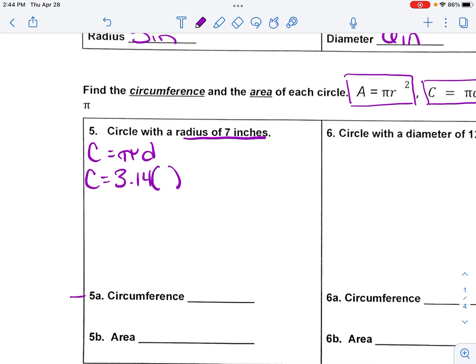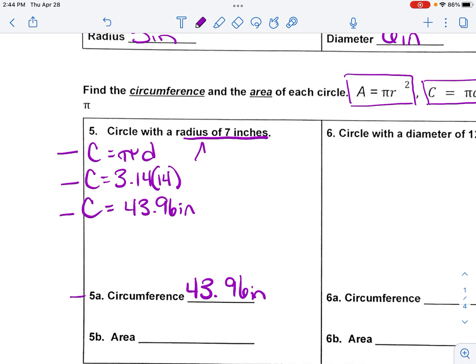This says the radius is 7, which means diameter is 14. Okay, when you use your calculator and do 3.14 times 14, you're going to get 43.96. It is inches. I do need to see formula, substitute, solve. Okay, so you are showing your thought process. You are not just writing the answer on the line the day of the test and moving on.